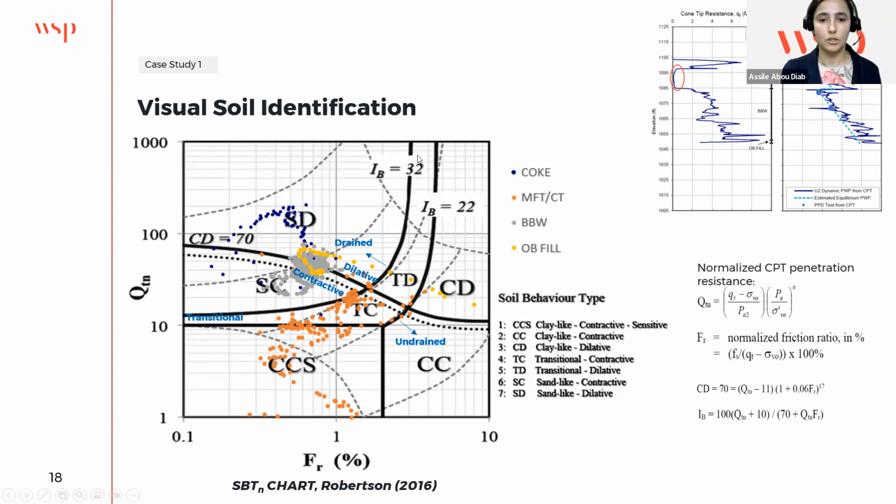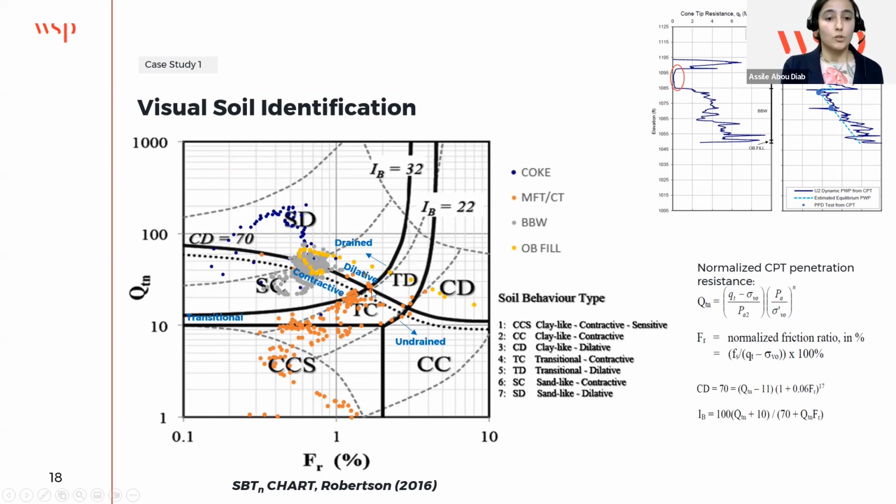Now, if we look at this chart, we have IB. IB is a soil behavior index. It's also a parameter obtained through a correlation, and what it indicates is the soil type. So IB of 32 or greater means that the soil is sand-like. IB of 22 or less, the soil behaves clay-like. And in between is a transitional zone.